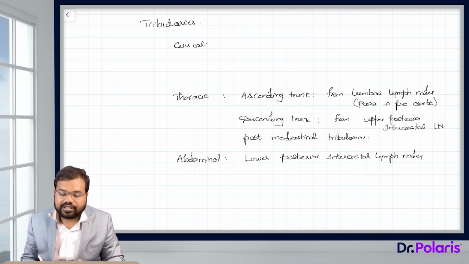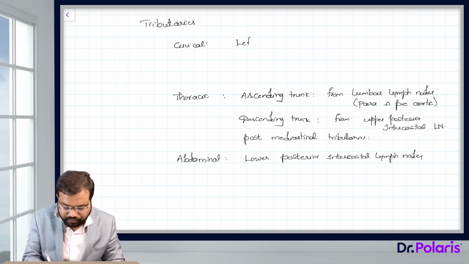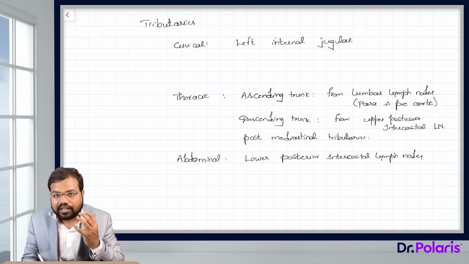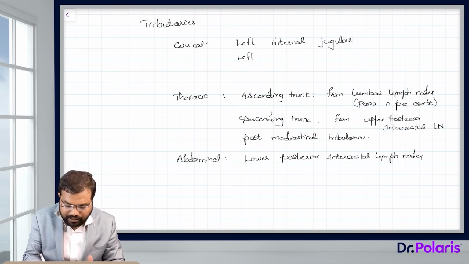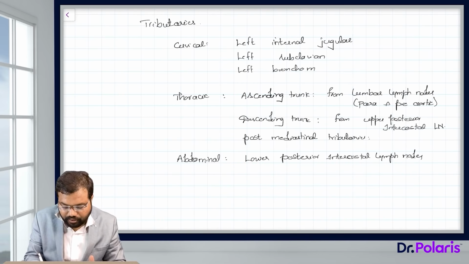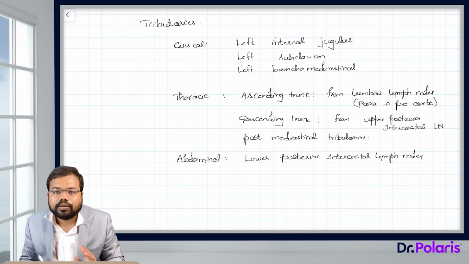Now in the cervical region, it receives the tributaries of the left internal jugular vein, the left internal jugular tributary, that means which collects from the head and neck region, the left subclavian tributary, which collects from the left upper limb, and the left bronchomediastinal tributary, which collects from the bronchi and also the mediastinum.